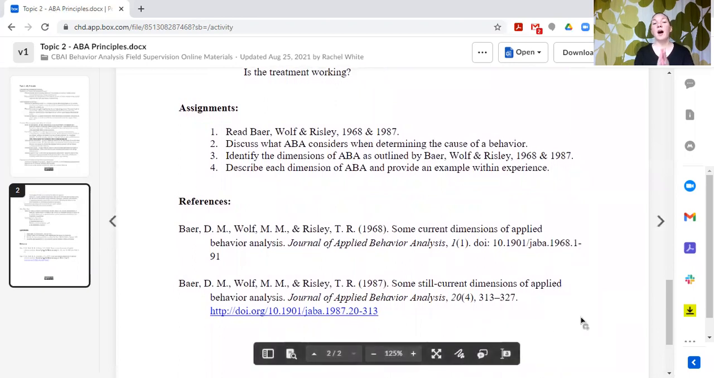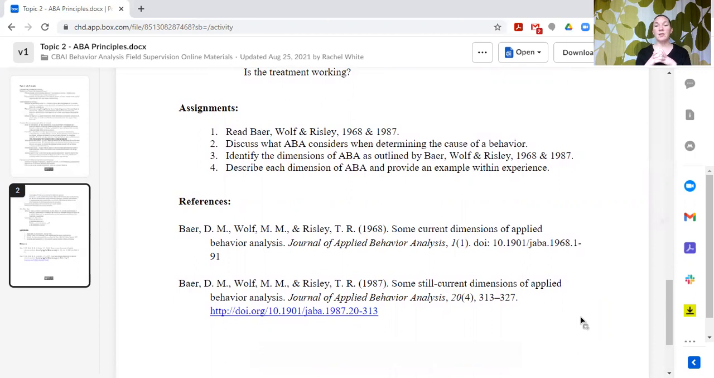So when we talk about the dimensions of ABA, that I think will be a whole other topic, but there's a lot of resources online, and going back to these articles can really help clarify things instead of relying upon Pinterest cute little pins and acronyms.